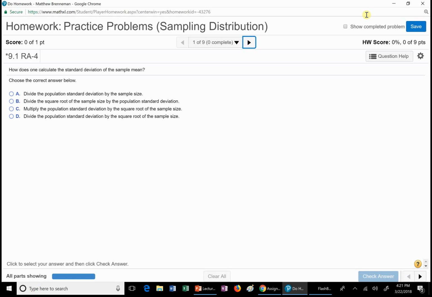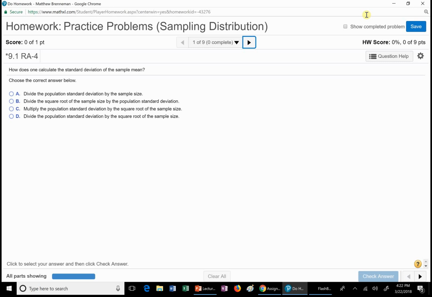What does sigma stand for again? Population. Good. So how do we remember Greek? This is a Greek letter, right? It's all Greek to us, right? Meaning we don't know it. We don't know the population standard deviation. So this is the population standard deviation. N is going to be the sample size that we take, right? And mu is the population mean.